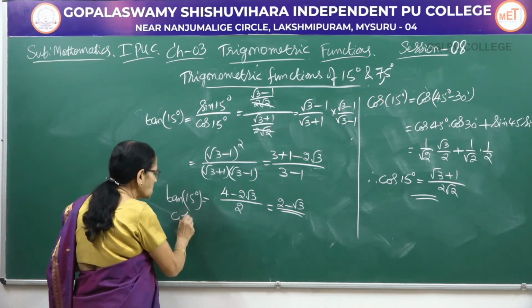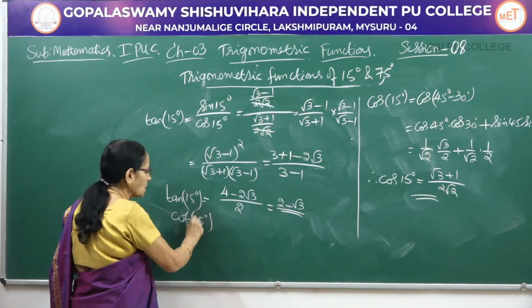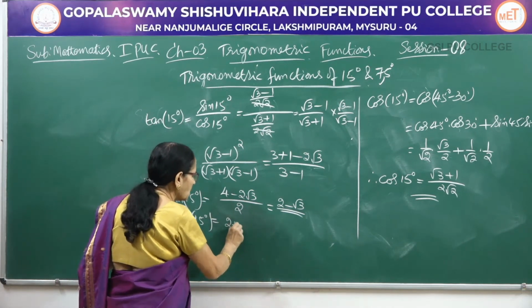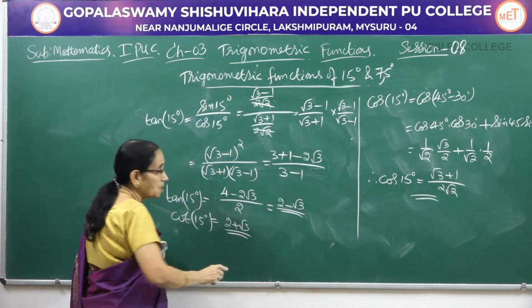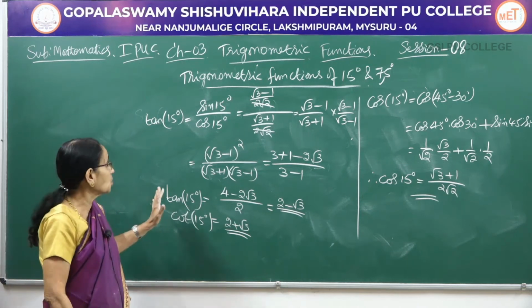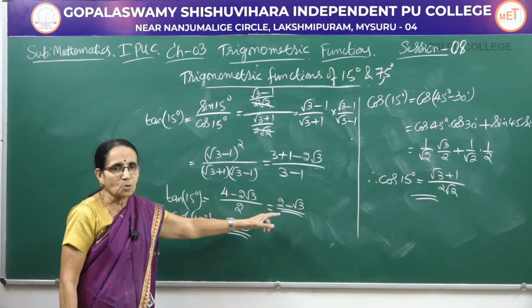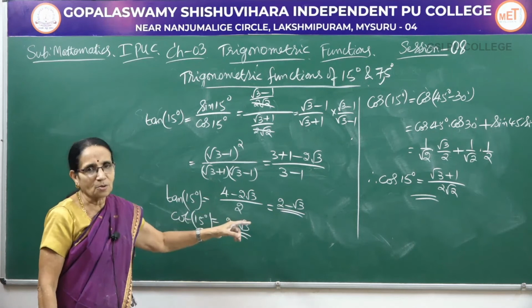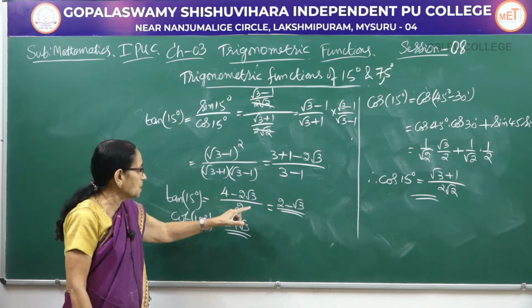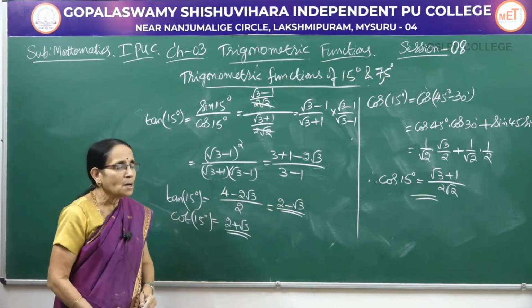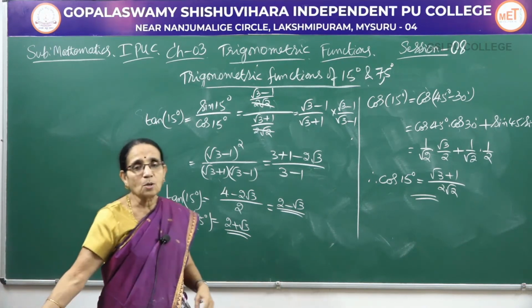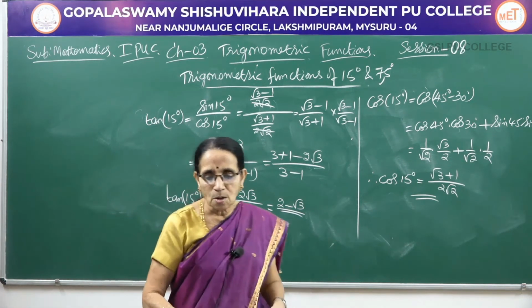So here, taking the reciprocal, cot 15 could be written as 2 plus root 3. Again, you can get confused. Tan 75 is 2 plus root 3, cot 75 is 2 minus root 3. Here tan 15 is 2 minus root 3, so cot 15 would be the reciprocal of that one, whose value would be equal to 2 plus root 3.